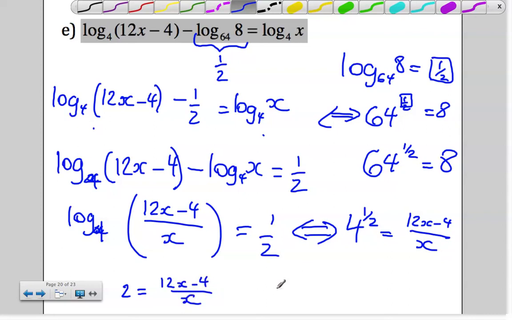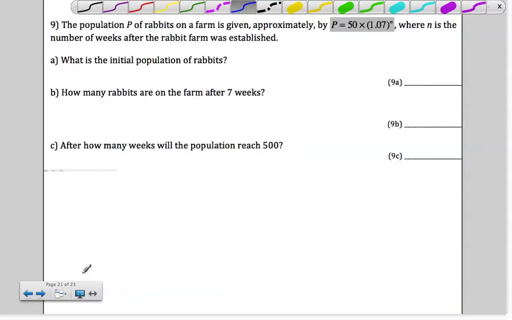Let's multiply both sides by x, gives me 2x equals 12x minus 4. Collect the x terms, I'm going to collect them on the right. 10x equals 4. x equals 10 over 4, which should cancel down to 5 over 2. Lovely. Last question. Right, so this says, what was the initial... this is the formula, first of all.